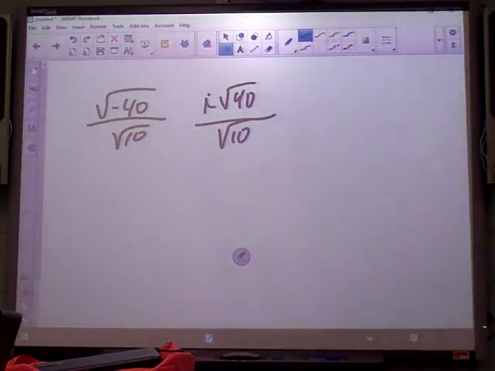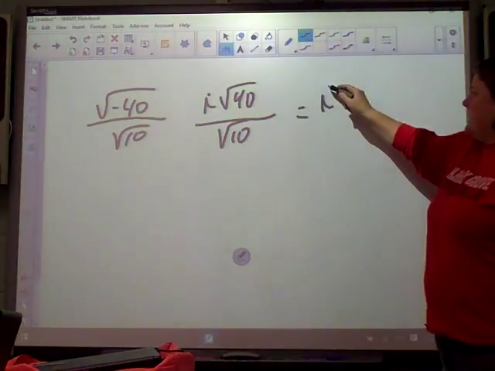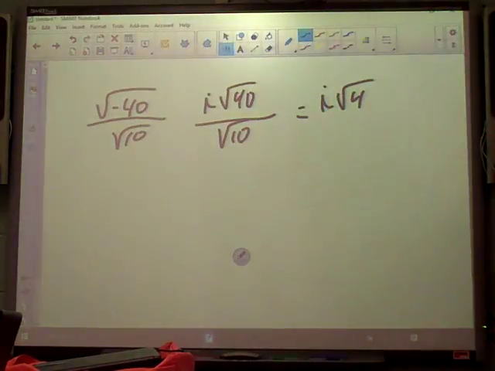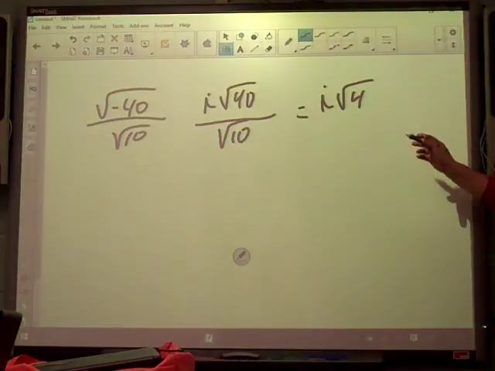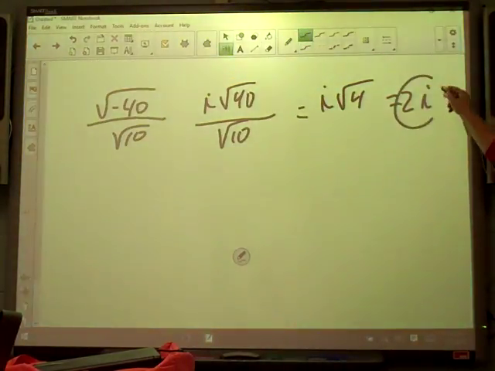Okay. So 40 divided by 10 we know is 4. So I got i square root of 4. And then what's the square root of 4? So 2i would be our final answer.